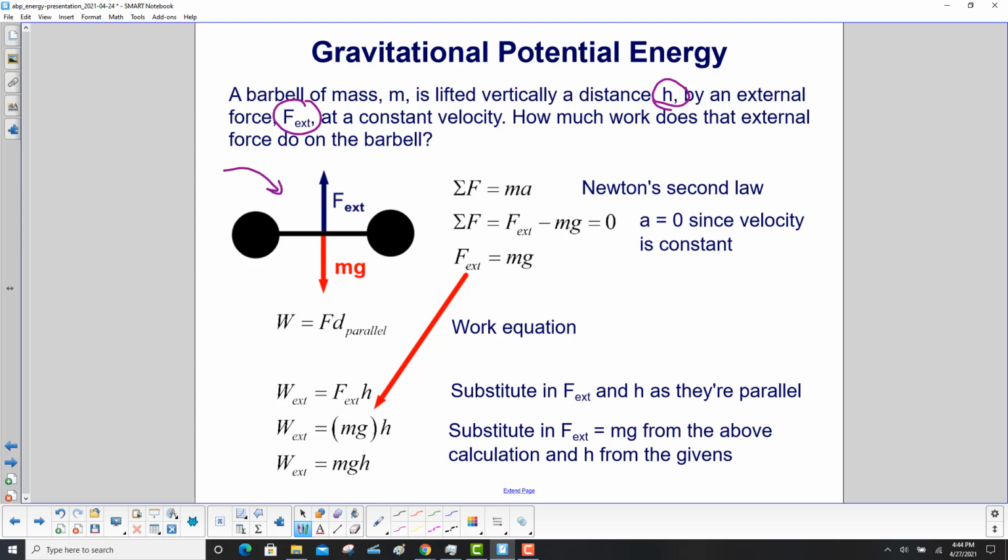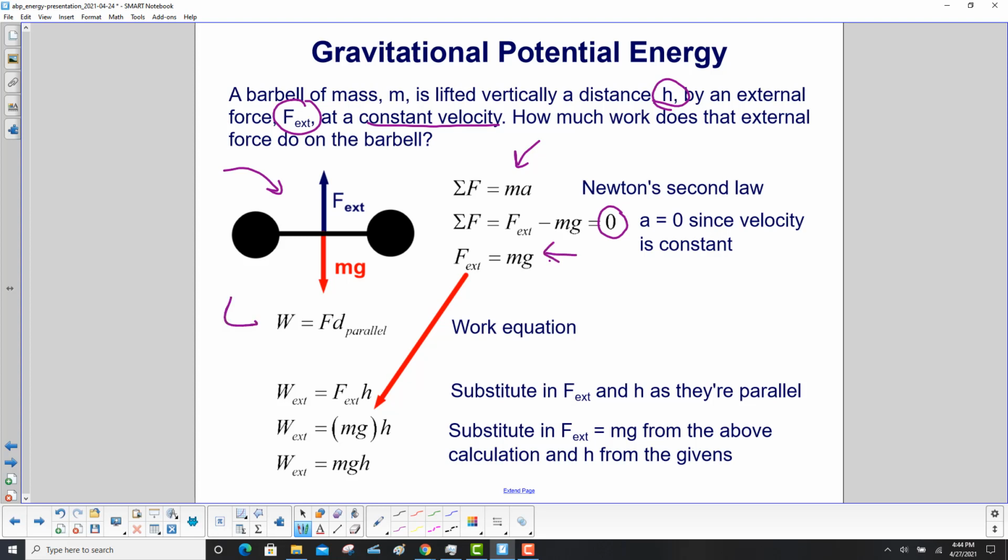The external force is in the up direction, mg is in the down direction. We then use Newton's second law, F equals ma, and we sum the forces up. F external is up, so that's positive. Mg is down, so that's negative. The acceleration is 0. Why? Right here, we said we're lifting it at a constant velocity. So we solve that and we find F external is equal to mg.